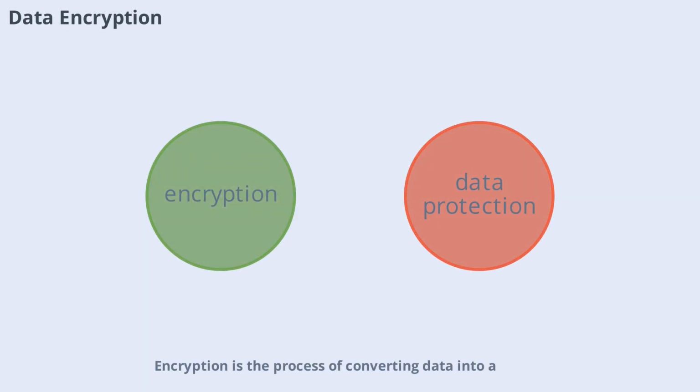Encryption is the process of converting data into a coded format that can only be read by authorized parties. Encrypt sensitive data both in transit and at rest to protect it from unauthorized access. Use strong encryption standards and update your encryption protocols regularly. Encryption is a fundamental part of any comprehensive network security strategy.